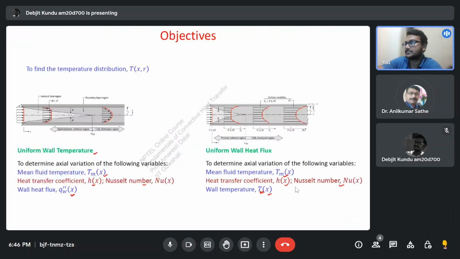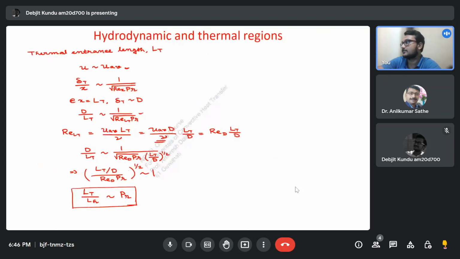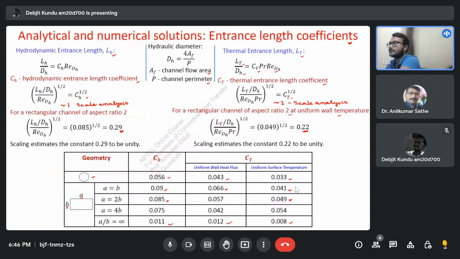So these were the lecture slides used by the professor for taking the course, and here that particular table is given. As I said, the value of CT is influenced by whether the uniform heat flux condition or the uniform surface temperature condition is there. Other than that, the form of the formula for the entrance length remains the same, the formula indicated on the top right corner: LT by DH equals CT into Prandtl number into Reynolds number.